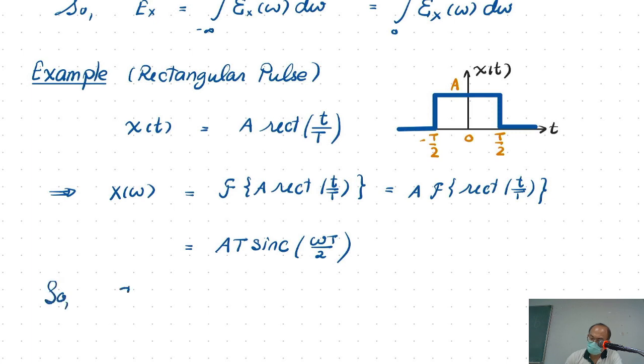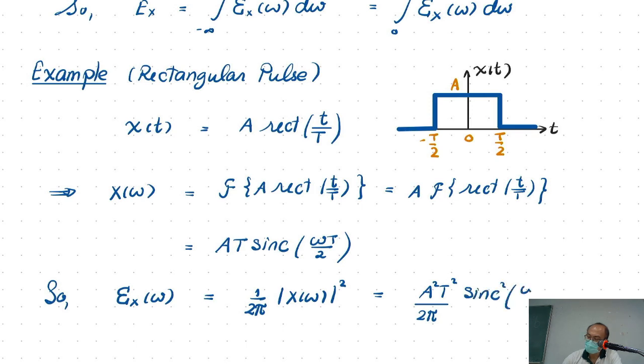so the energy spectral density, both-sided, it is 1 over 2 pi times the absolute value, the magnitude of the spectrum squared. And it is going to be equal to A squared T squared over 2 pi, and then sinc squared omega T over 2. So this is both-sided, defined for all frequencies.